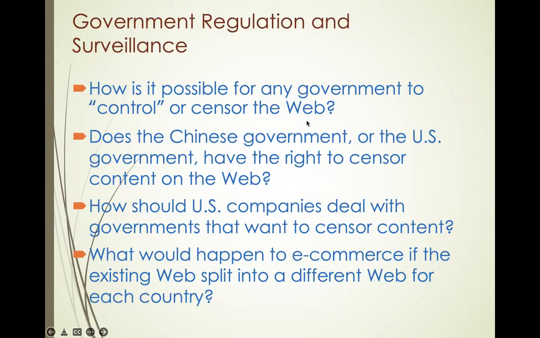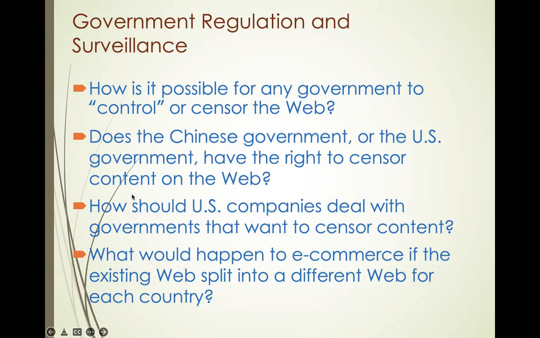Government regulation and surveillance are important as well. In each country, they also have government regulations and surveillance. So what do they have to control or regulate and surveil for e-commerce? The first one: how is it possible for any government to control or censor the web? In some countries, yes; in some countries, no. If yes, how are they going to do it? They control at the internet service provider level, and also at the backbone, they have a control part as well.